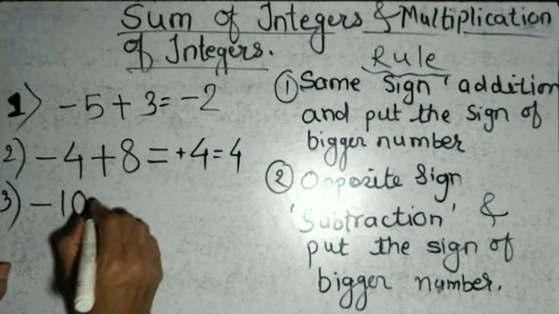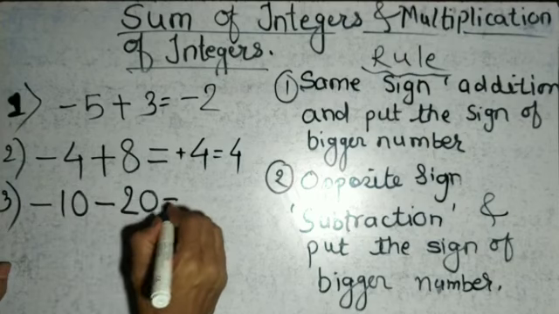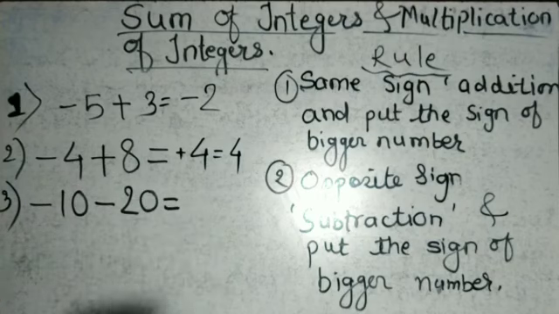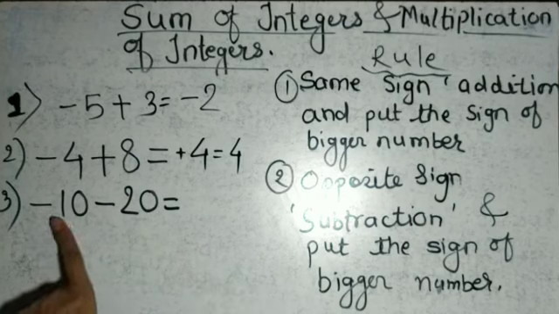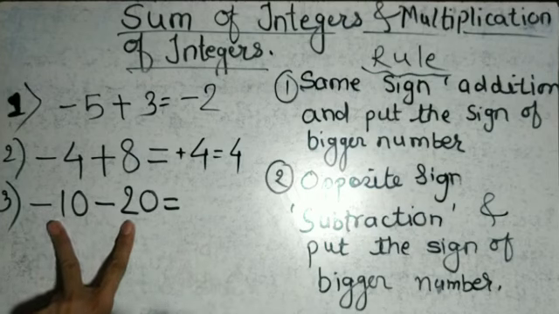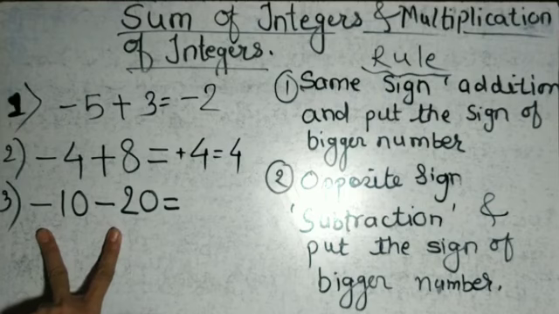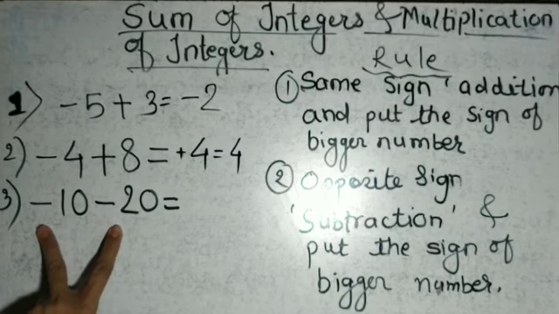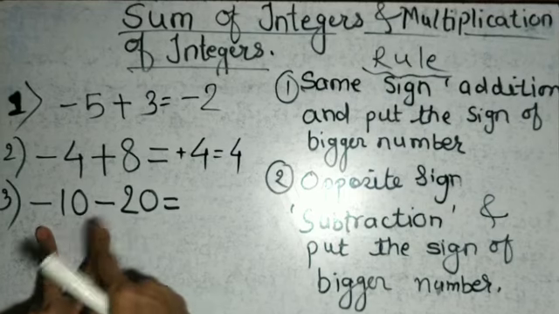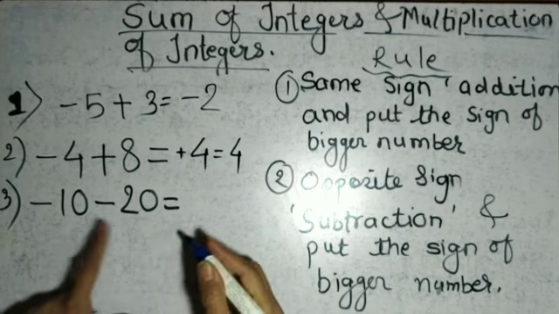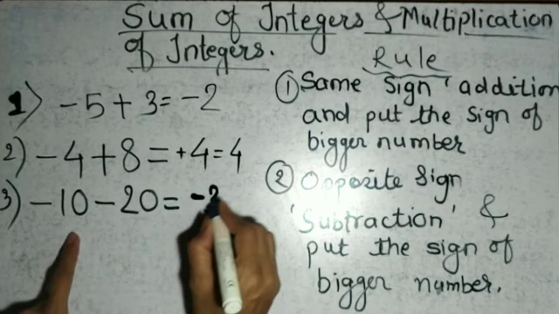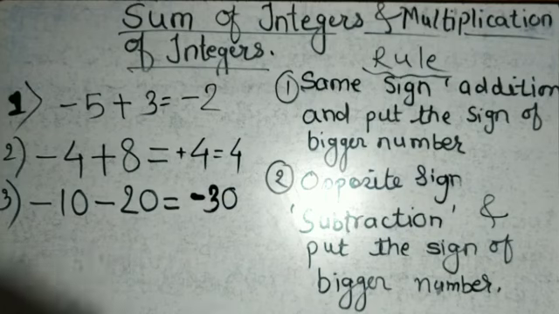-10 minus 20. Now observe this example. In this example, both numbers have the same sign. As both numbers have the same sign, what are we going to do? We are adding the numbers. Means 10 plus 20 is 30, with the minus sign, -30. -30 will be the answer. Now we are going to take the next example.